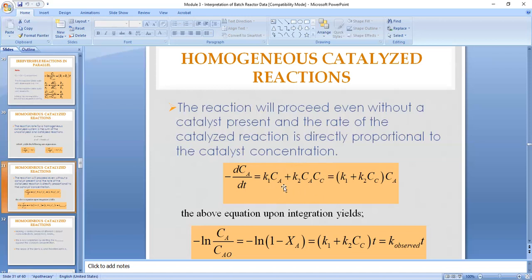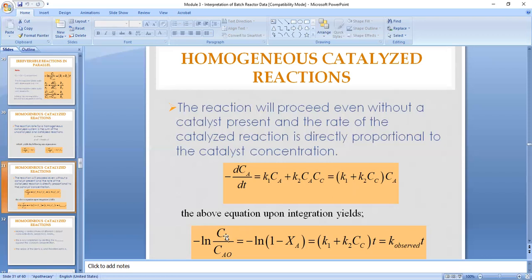Now, in the two terms that you have here on the right, you have C sub A, so that could be factored out. And you have K sub 1 plus K sub 2 C sub C multiplied to it. Now, this is easily evaluated using separation of variables.